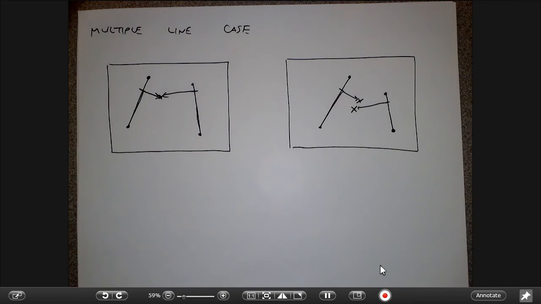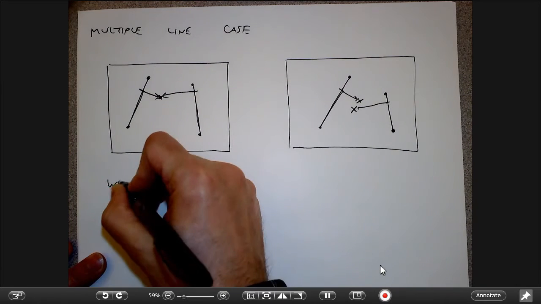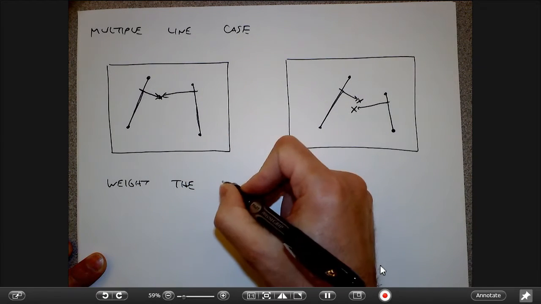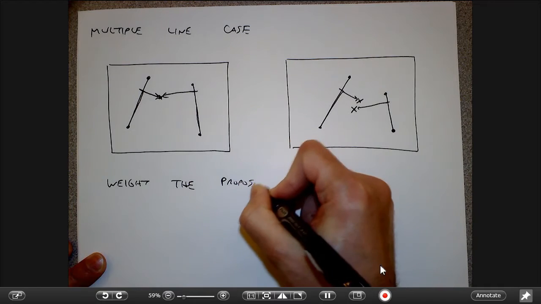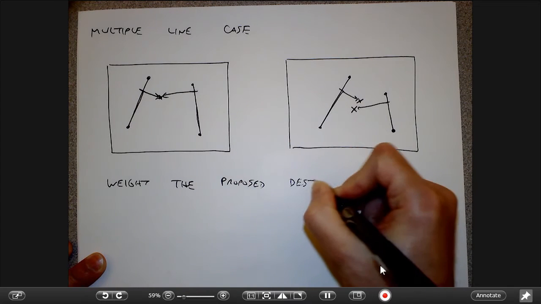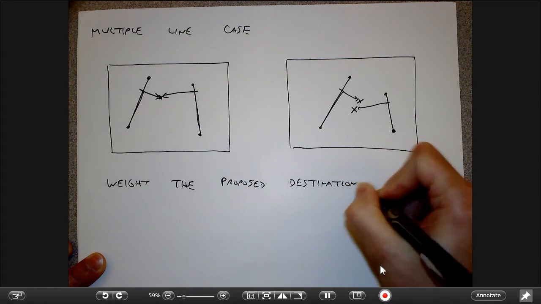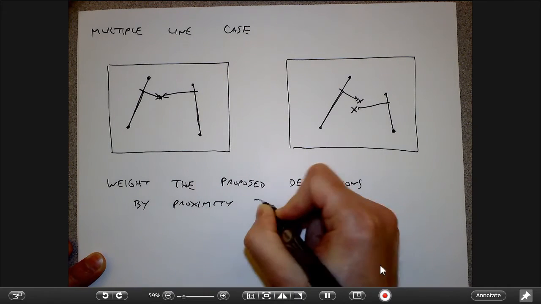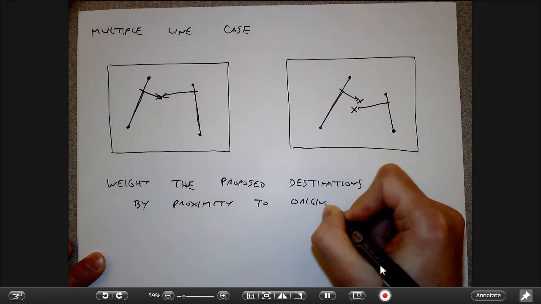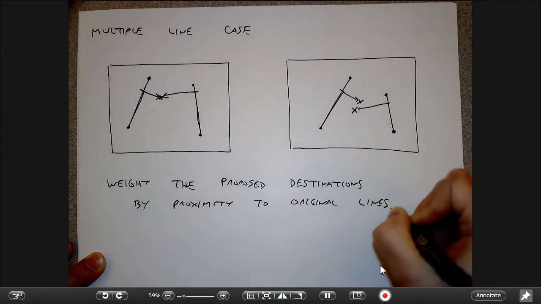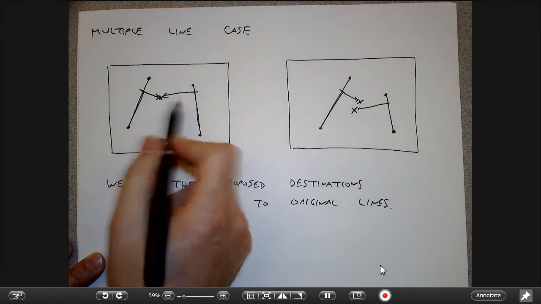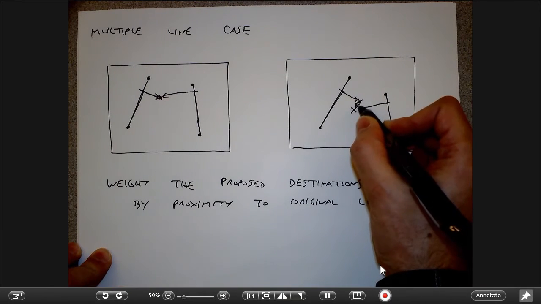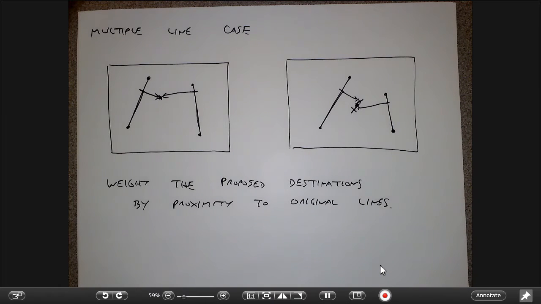And now the idea is that what I do is I actually weight the proposed destinations by proximity to the original lines. What I mean by that is that if this point was really halfway between these 2 lines in the first place, then I would just say, okay, I'm going to split the difference and say this is my hypothetical correspondence, right?